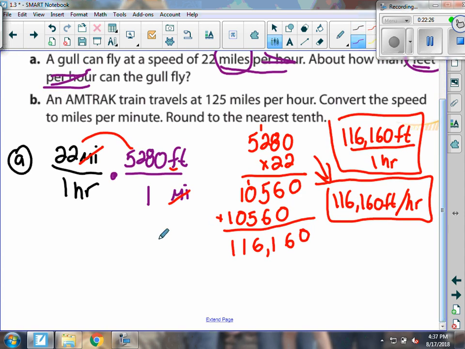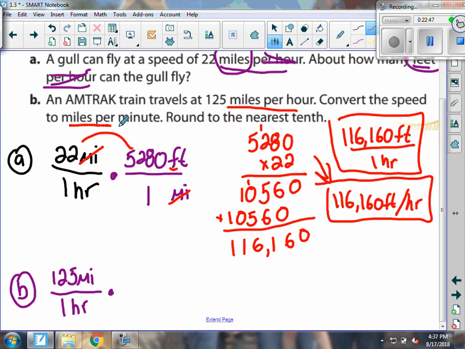Okay, let's look at B. We're going to set up our first fraction. We have 125 miles per hour, so it's going to be 1 hour. I need to figure out what I'm going to multiply this by. So I have miles per hour, and I'm converting the speed to miles per minute. So let's look and see what's the same. Both of these have miles per. They start the same, so we're going to get rid of that. I'm changing my hours to my minutes.